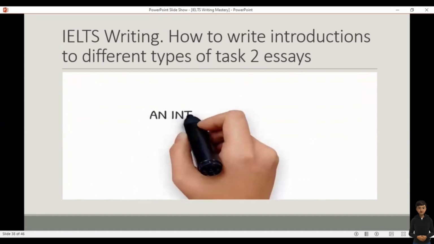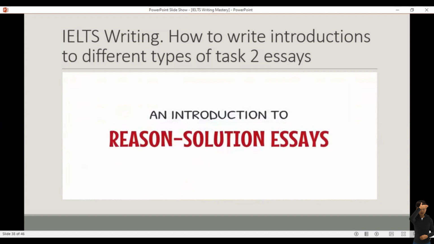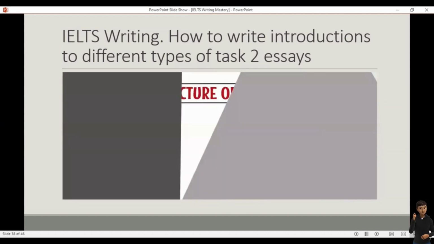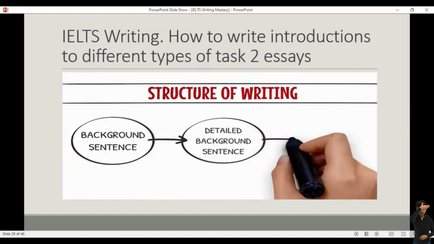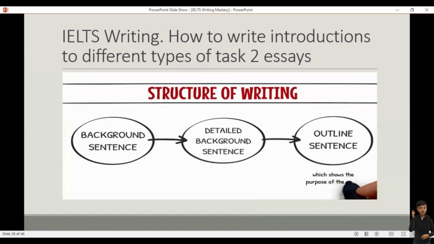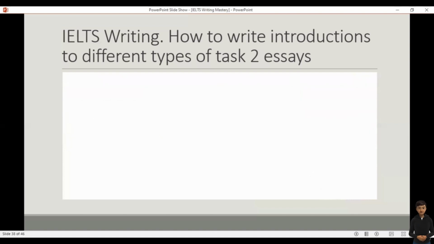Now let us look at how to write an introduction to reason solution essays. We can use the following structure to write the introduction: background sentence, detailed background sentence, and outline sentence, which shows the purpose of the essay. Well, let's look at an essay question and an introduction related to the question.